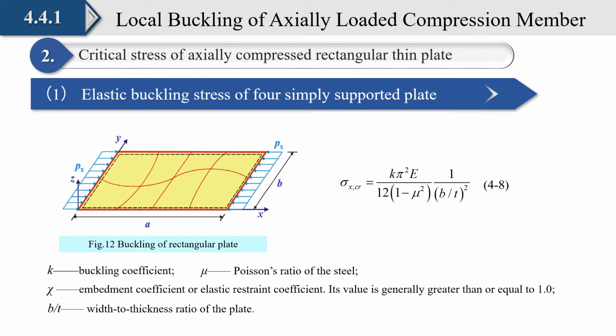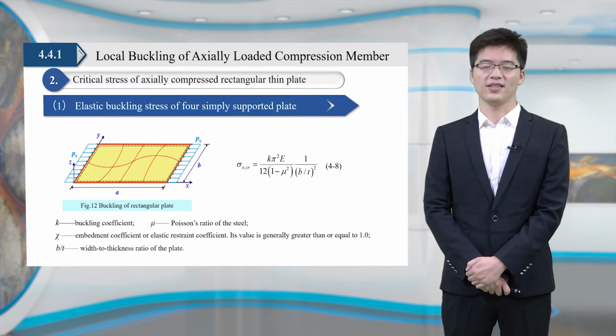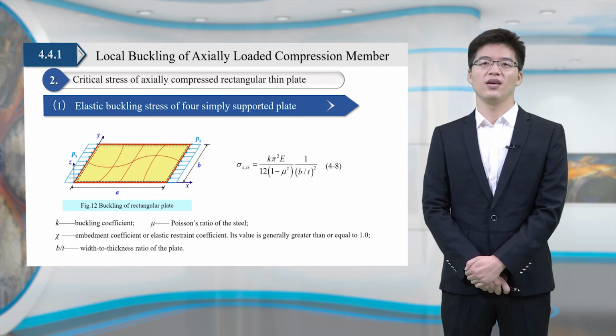Local stability of compressed plate elements on an axial compression member can be studied by reference to the elastic stability of an infinite plate having width b and thickness t, as shown in Figure 12. Assume that the four sides of the plate are simply supported and the compressive forces act on the two supported sides having width b. The critical stress of this plate is given by equation 4-8.